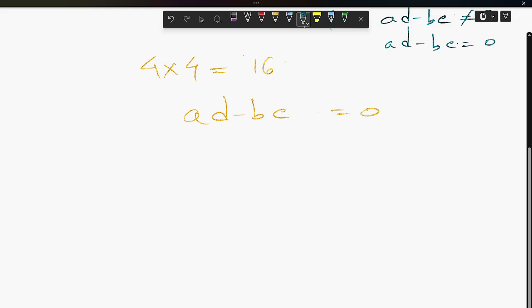So now we can say that D will be equal to BC by A. We know that. So if we choose A, then we can determine D using this, and it must also belong to the set 1, 2, 3, 4.